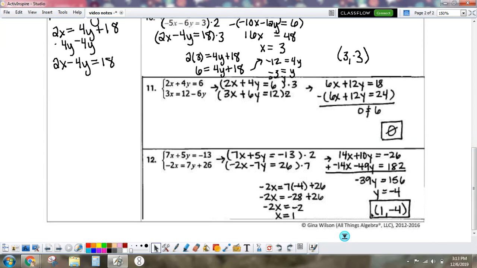In 12, you should have had 1, negative 4 as your solution. Please check your work with this. If you have any questions, please see me.